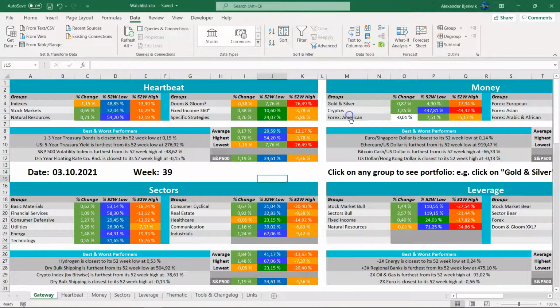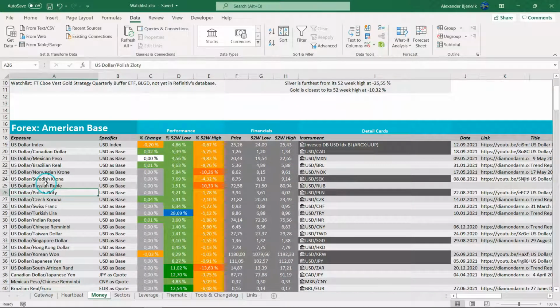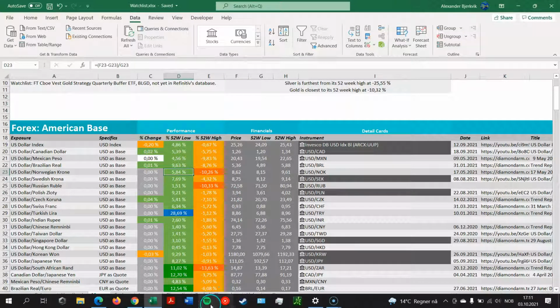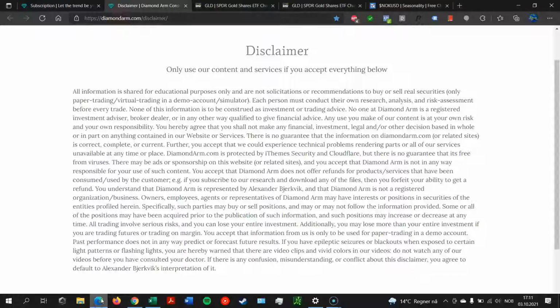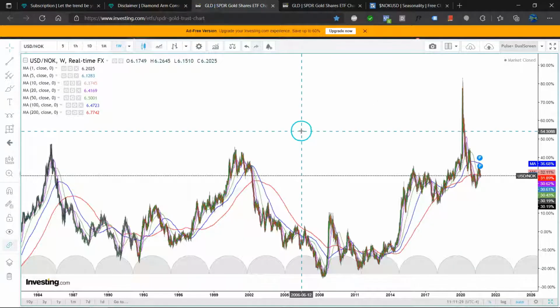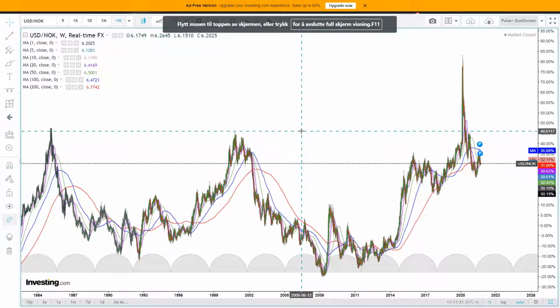So go here to Forex, American. So here is the pair. We have a 6-ish% move from the low, but we have been through a minus 10-ish% pullback, which is pretty significant in the Forex market, that is.